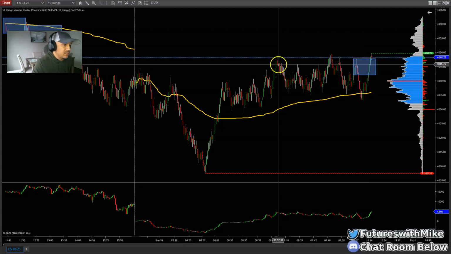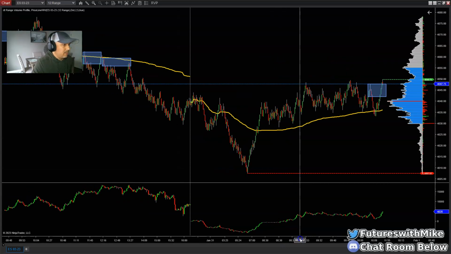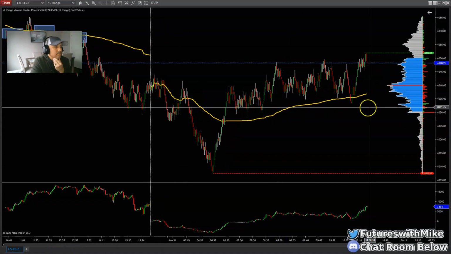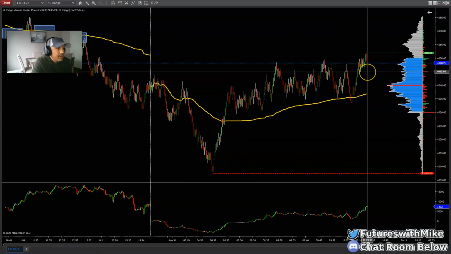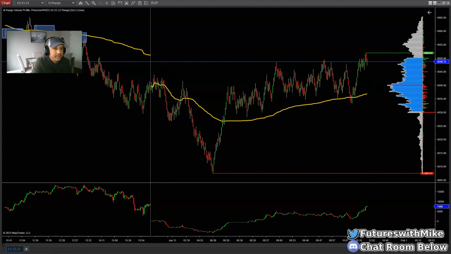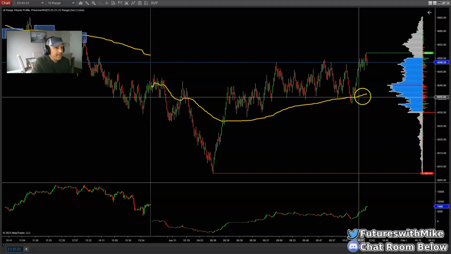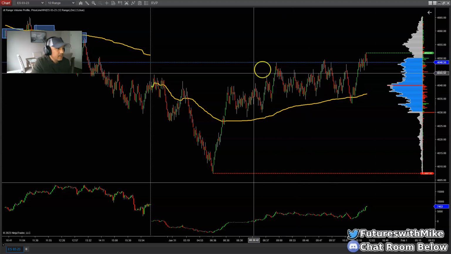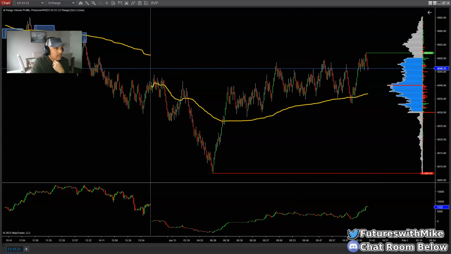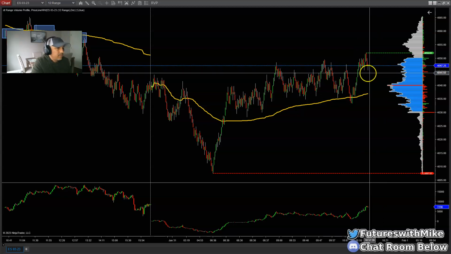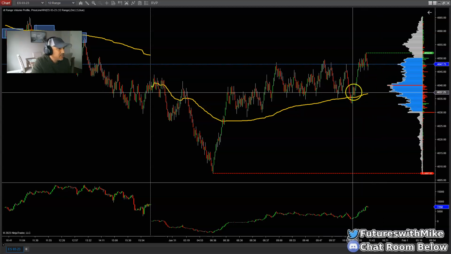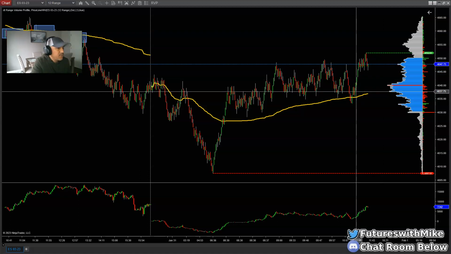So I'm just going to wait to see what price is going to do. I'm not 100% sure. Waiting to see what price is going to do. If it's going to break this area right here, maybe come down to this zone down here. But it's hard to say at this point.